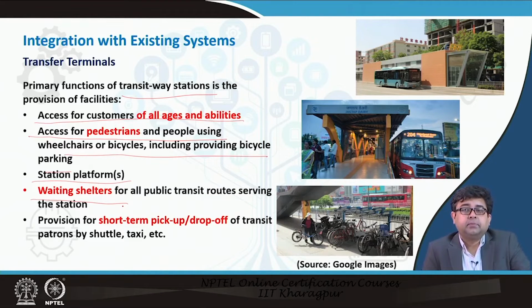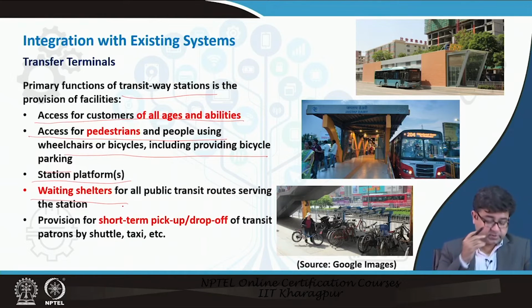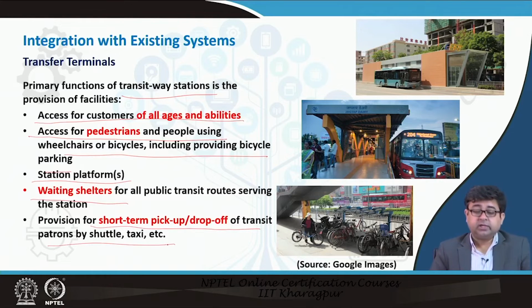More and more public transport agencies are now providing at least some basic type of shelter at every stop or station. You hardly find, in any good public transportation network, any bus stops or train stops that just have a signpost and nothing else. There has to be a shelter for protection against harsh weather, so that people who are trying to access these public transportation systems are taken care of. And there should be provision for short-term pickup and drop-off of transit patrons by shuttle, taxi, etc.